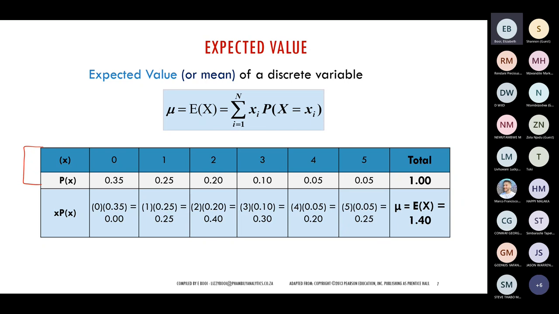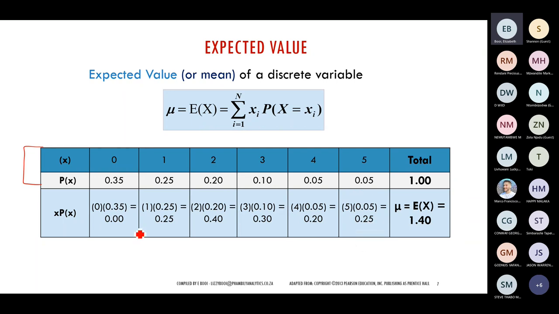Summation means adding up. So we're going to say 0 multiplied by 0.35 gives us 0. 1 multiplied by 0.25 gives us 0.25. 2 multiplied by 0.2 gives us 0.40. 3 multiplied by 0.1 gives us 0.3. 4 multiplied by 0.05 gives us 0.20. 5 multiplied by 0.05 gives us 0.25.